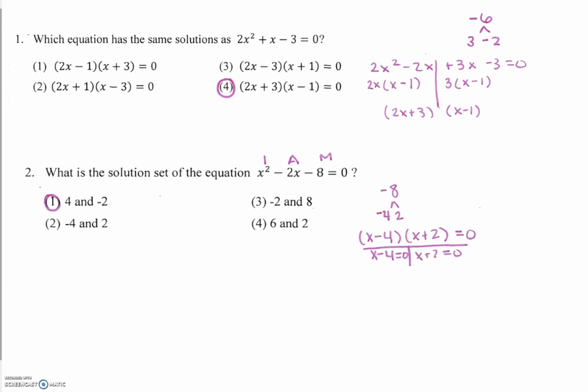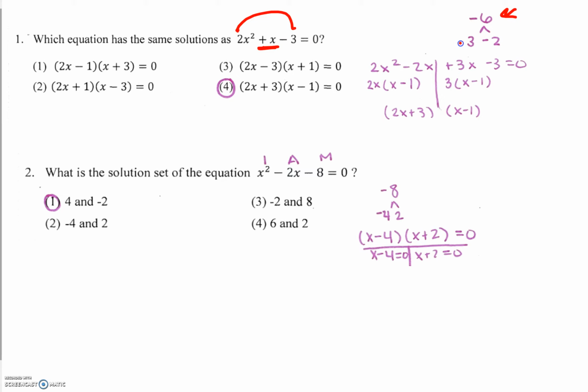Okay, so now let's look at the actual packet. Question 1 says, which equation has the same solutions as 2x squared plus x minus 3 equals 0? From here, we should see that we have a leading coefficient greater than 1, so this is going to be a grouping problem. We take 2 times negative 3 to get our negative 6, and we want two numbers that multiply to negative 6 but add up to a positive 1. So we should be thinking 3 and negative 2.